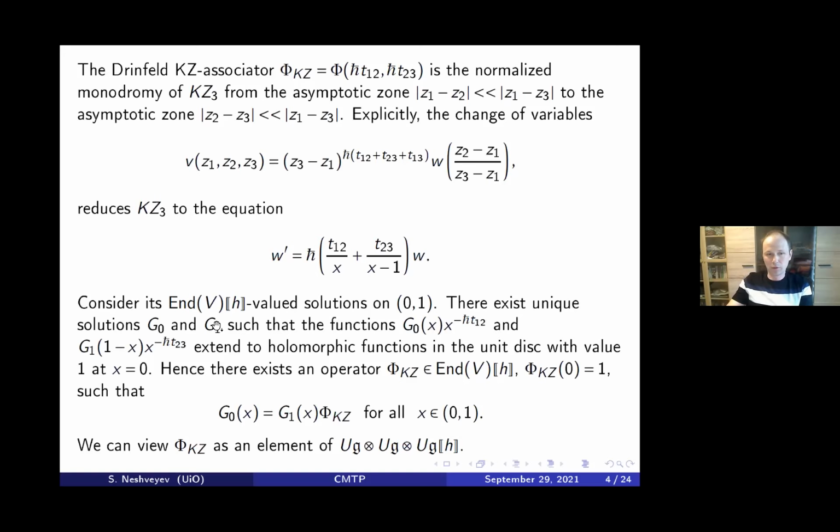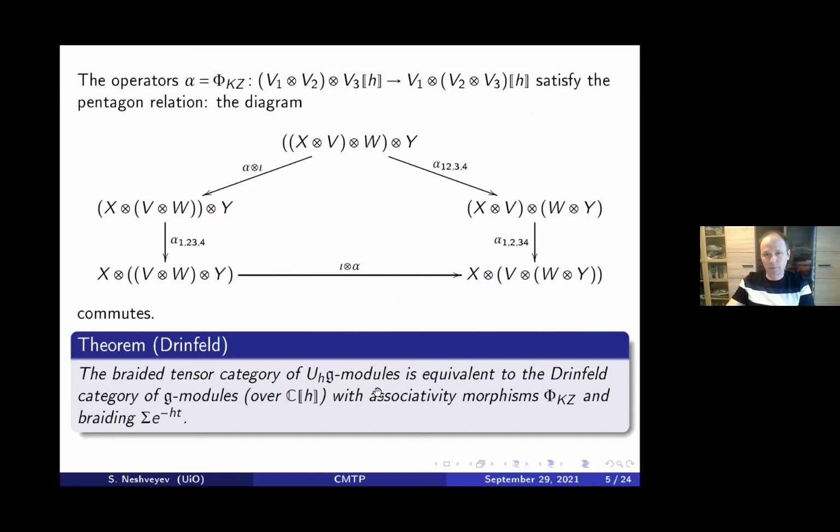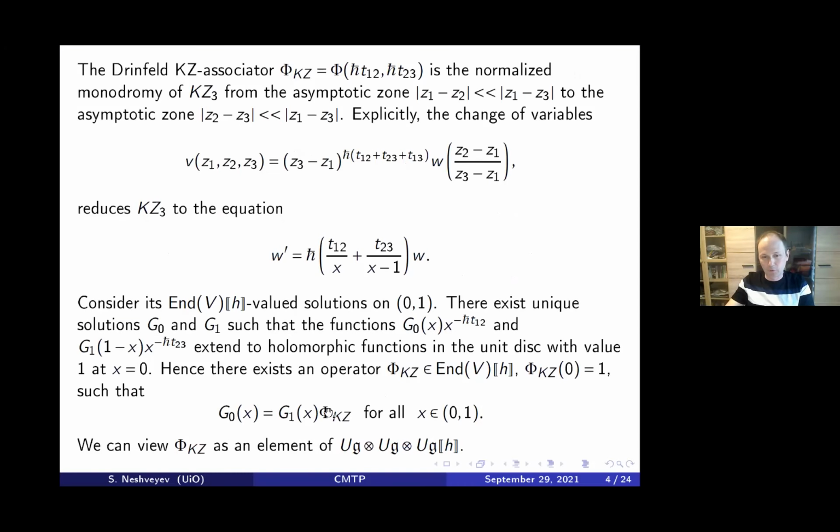So in other words, there are 2 solutions, G0 and G1. G0 is normalized at 0 in such a way that if you take the following function, then this function extends to a holomorphic function with value 1 at 0. And we consider a solution G1 such that G1 multiplied by this factor in 1 minus x extends to a holomorphic function, again with value 1 at 0. But they are still related by a constant operator, and this operator is what is called the Drinfeld KZ associator.